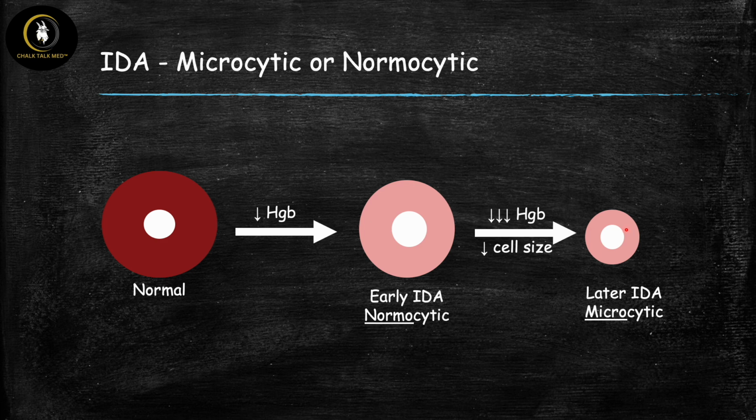And that's why their size is now less than 80 femtoliters. You can see that it's smaller, and so it is microcytic. So this is why early iron deficiency anemia is normocytic and later iron deficiency anemia is microcytic. And this is also why there's generally an increase in the RDW, which is the range of the MCV size, because there's a gradual decrease of RBC size as the disease progresses.